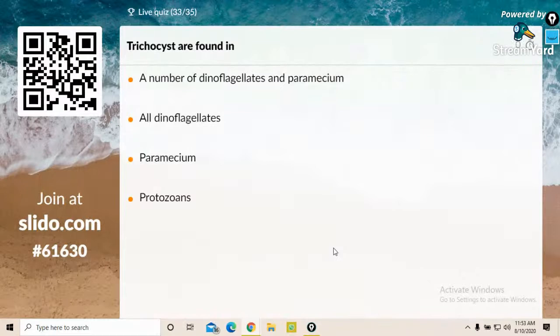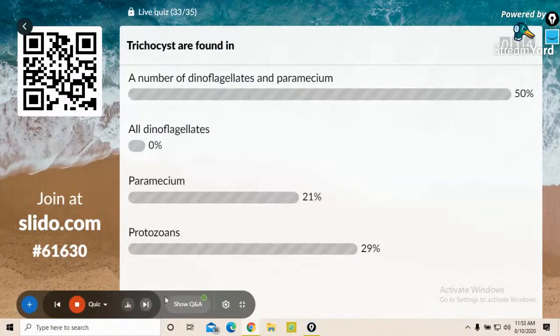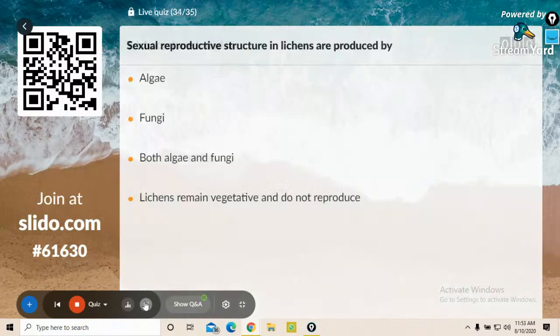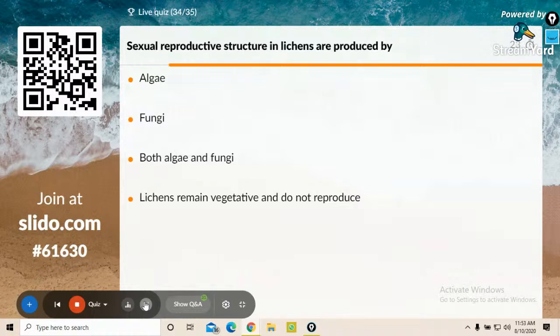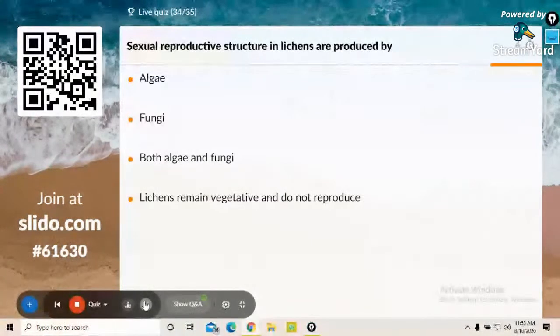Yes. The correct answer is option A. Trichocysts are found in a number of dinoflagellates and paramecium. 34th question on the screen. Sexual reproductive structures in lichens are produced by option A, algae, option B, fungi, option C, both algae and fungi, option D, lichens remain vegetative and do not reproduce.